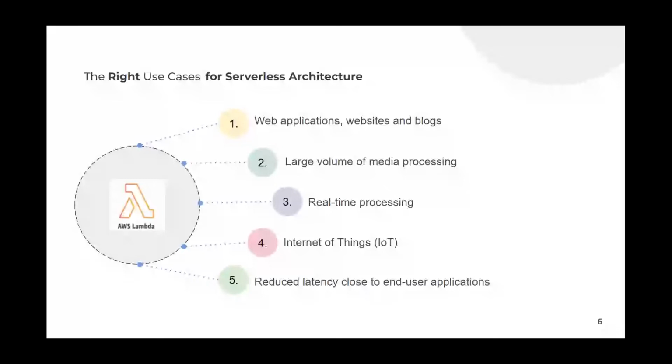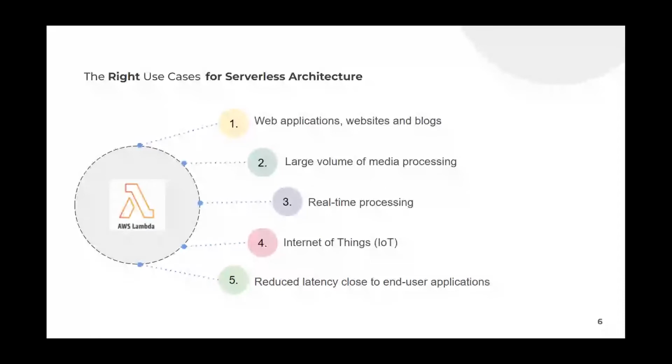Then the third one is real-time processing. Serverless architecture is also perfect for any workloads that are time sensitive. It can process real-time data, such as streaming data, with just as much security, flexibility, and cost savings in the cloud as it can when processing, for instance, batch data, something which is running overnight.